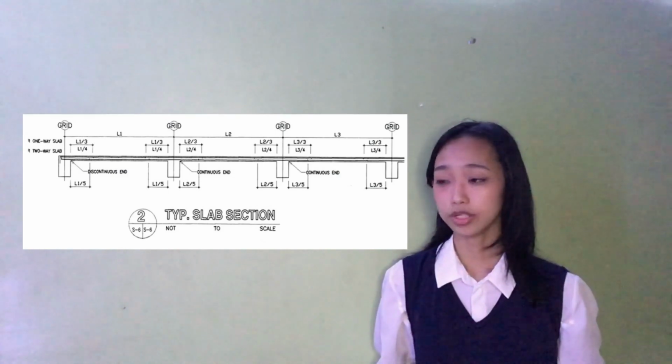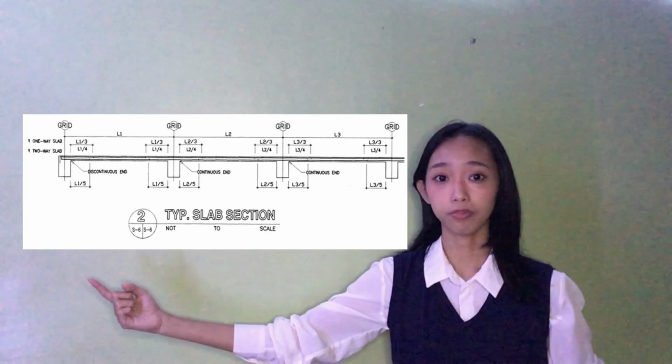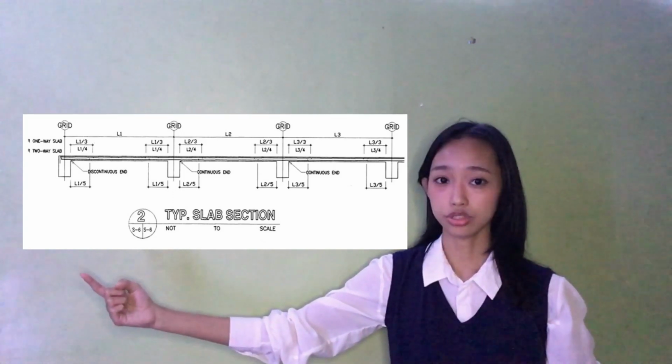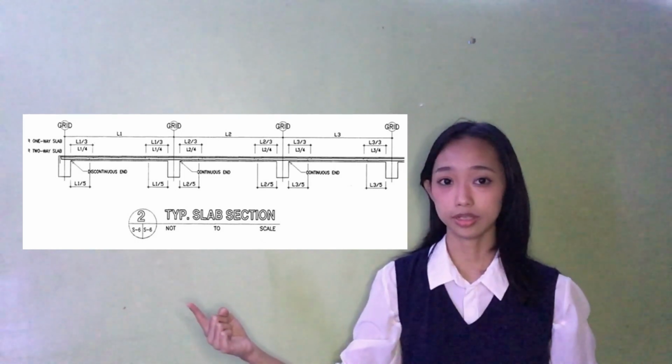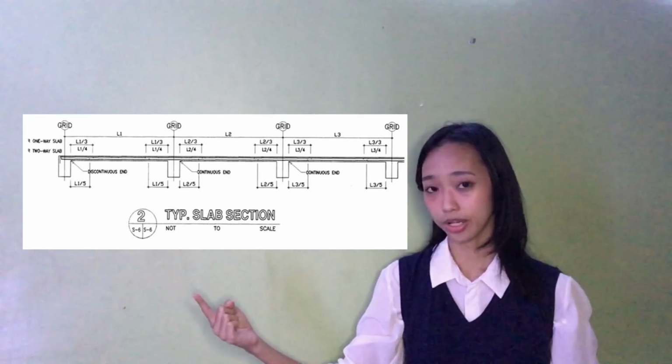As seen, we have a distinct end right here. It is called a discontinuous end. And right here, it is called a continuous end, since it is connected by another end.